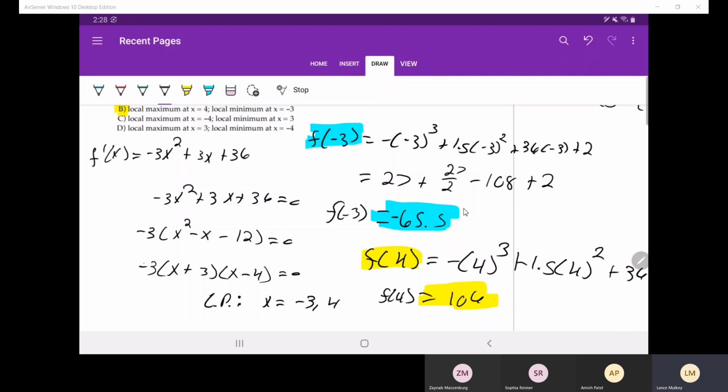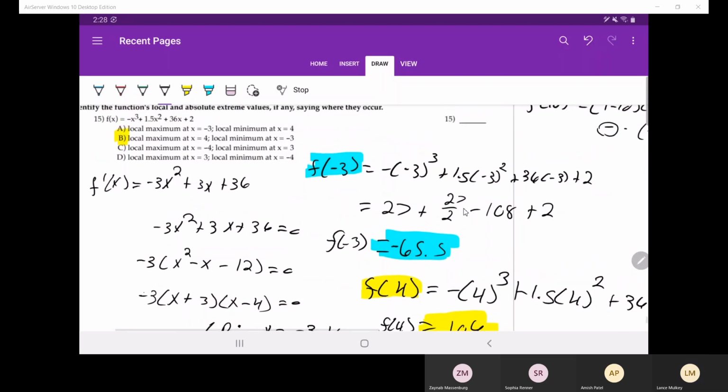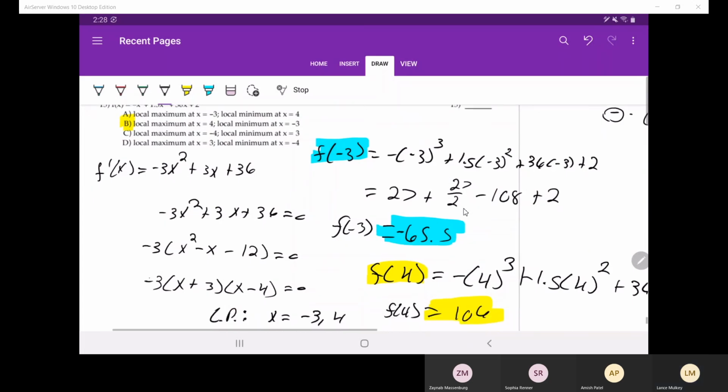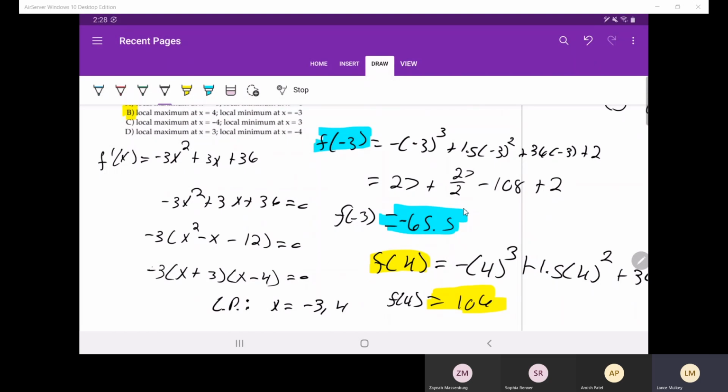So when you plug it into the original equation, f of negative 3 is negative 65.5. And f of 4 is 106. So this is obviously less than 106, and that's an extrema. So you know it's changing directions. So you know there's a local max at 106 because that's greater. Are you wondering about how to tell if it's a local min or a local max?